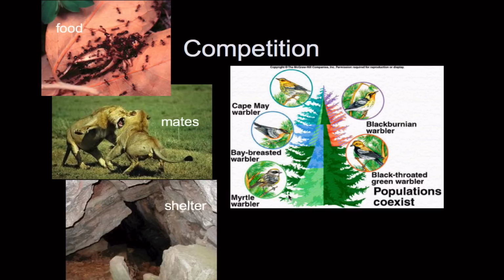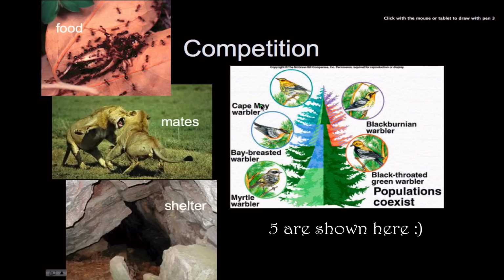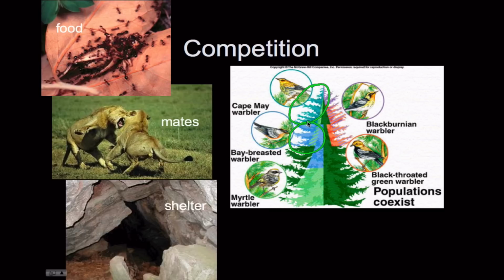So here's kind of the effects of competition. This shows that this particular species of warbler, and there's actually 4 species shown here. So we have the Cape May warbler, and it lives in the tops of the trees. The bay-breasted warbler lives in the middle area of the trees, and the myrtle warbler lives more towards the bottom range to the middle. The black-throated green warbler lives in this middle area as well, and the Blackburnian warbler lives towards the top, okay?